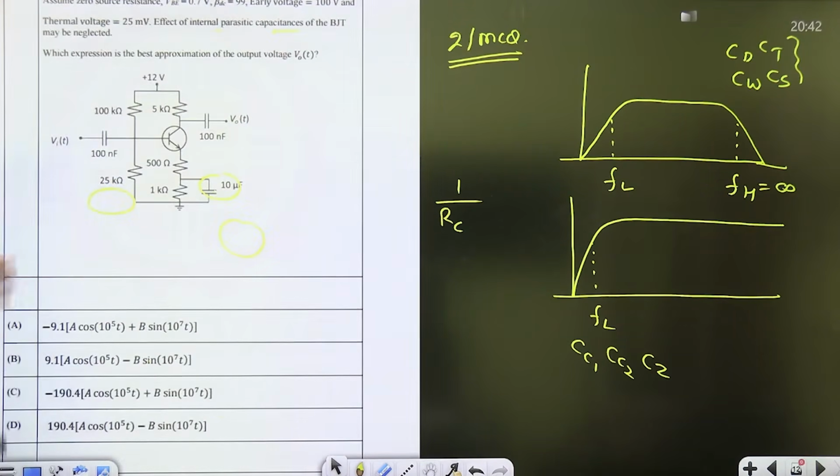चारों आंसर में वो पार्ट है. A cos of 10 to the power 5t, B sin of 10 to the power 7t. A cos of 10 to the power 5, B sin of. A cos of 10 to the power B sin. तो सब में तो है.